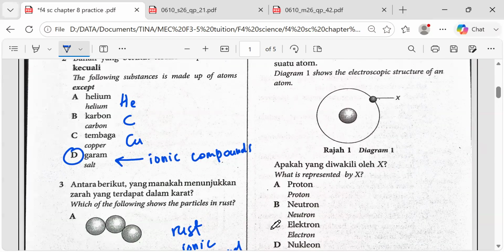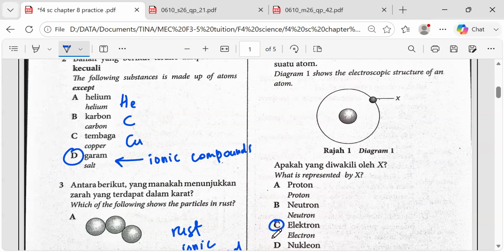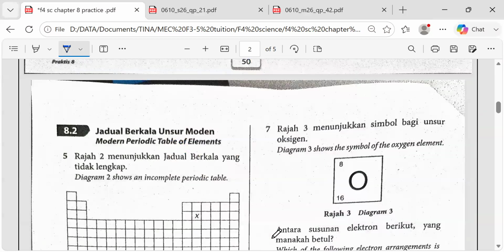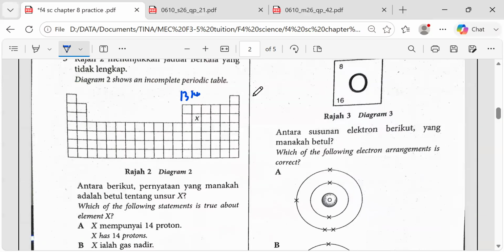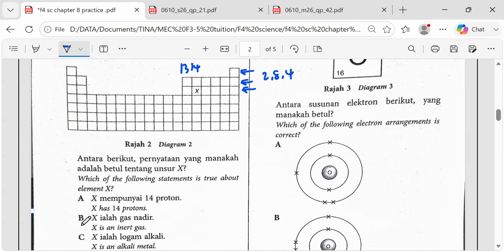What is X? X is the electron. So this one is group 14 and period 3. So it's 2, 8, 4. So it has 14 protons. Yes. Do you understand?